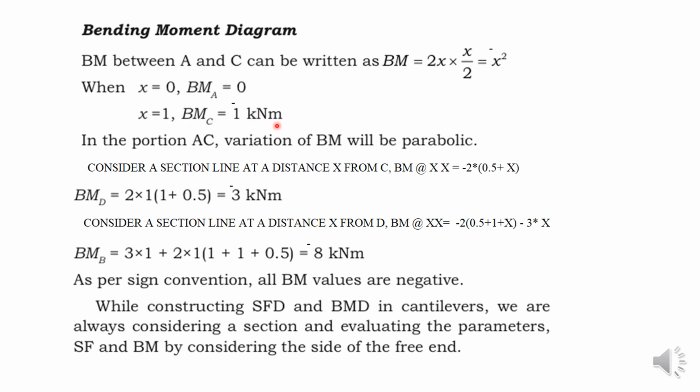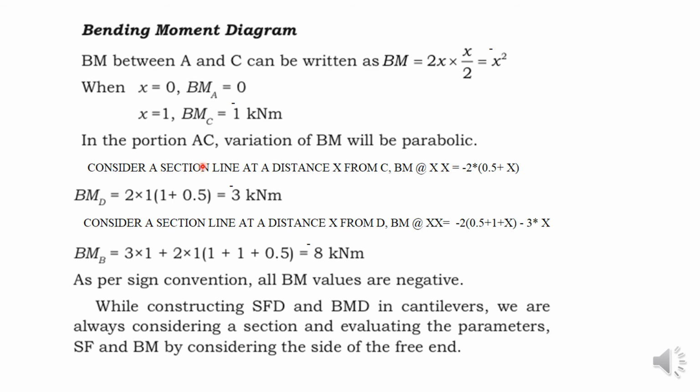So for the portion AC, the variation of bending moment will be a parabolic curve. Here you got the equation in the power of 2, so it will be an equation of a parabola. So the variation of bending moment will be a parabolic curve.